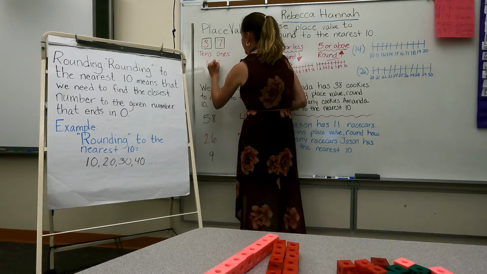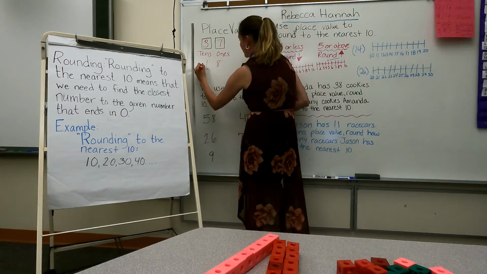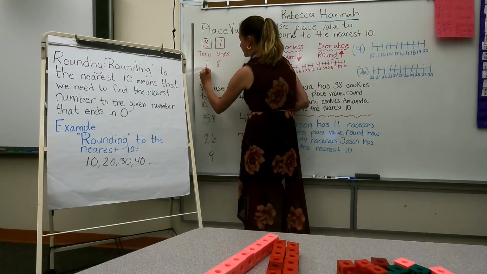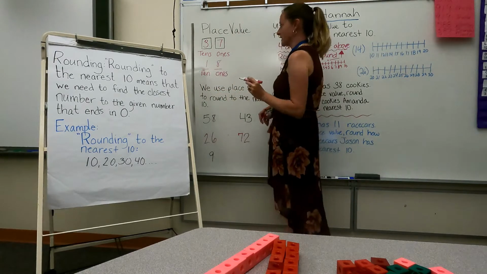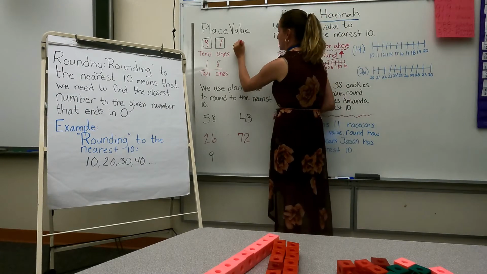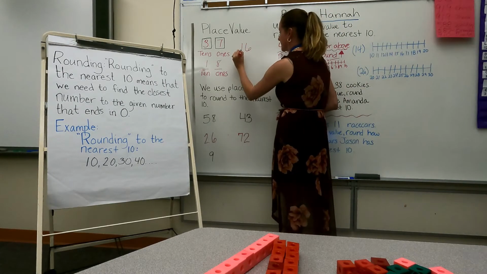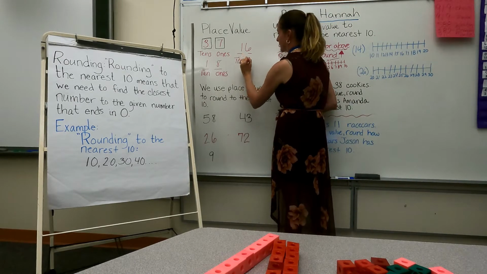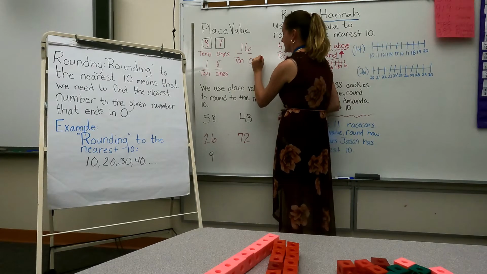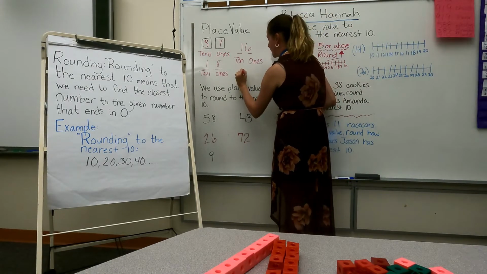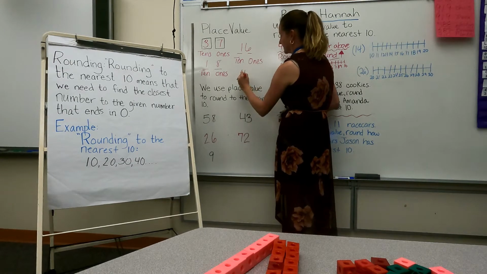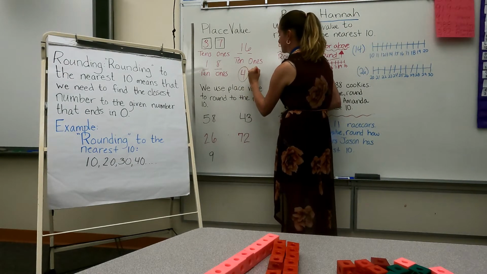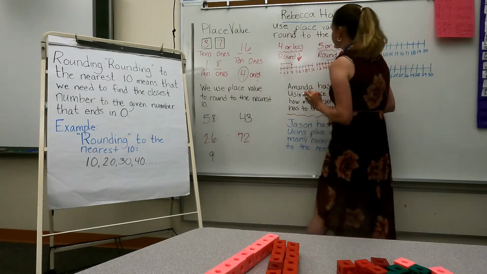For the number 18, I have 1 ten and 8 ones. Let's do one more. If I have the number 16, I have 1 ten and 6 ones. If I just have the number 4, this is a ones, or 1.